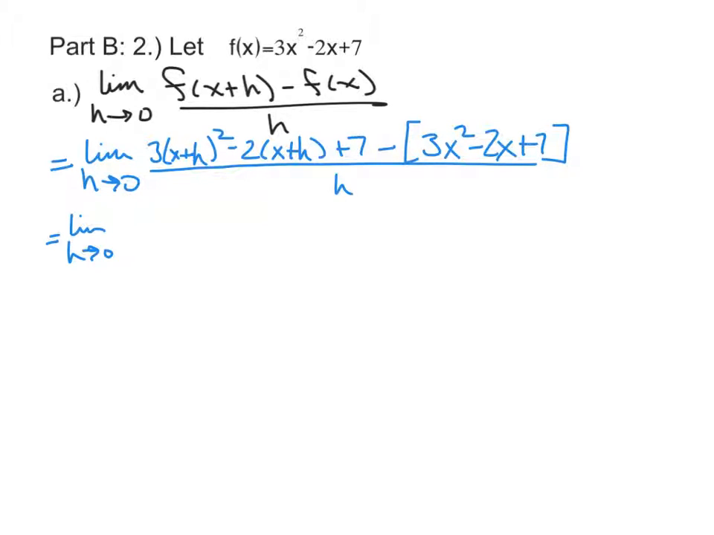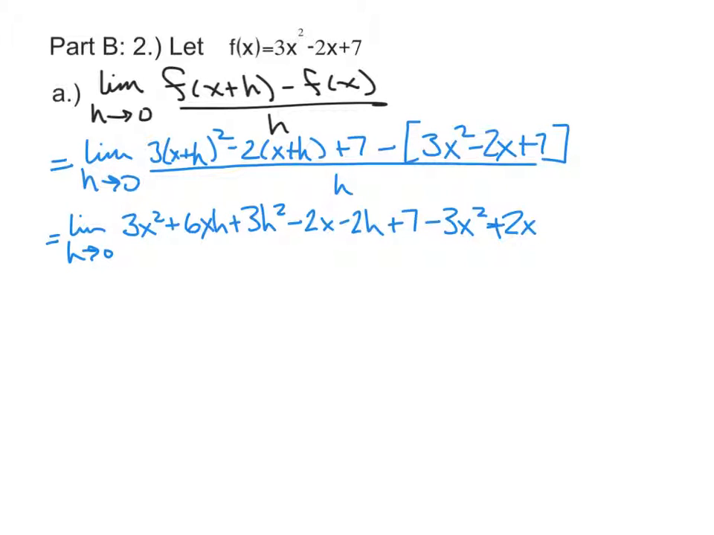I haven't taken the limit yet, so I'm going to keep it around and expand everything that's in the numerator. So that would be 3x squared plus 3 times 2xh is 6xh plus 3h squared. Distribute the negative 2 to get negative 2x minus 2h plus 7. Then distribute the negative sign. So we have negative 3x squared minus 2x. That minus, since we're going to subtract a minus, that turns into a plus. Subtracting a plus turns into a minus.